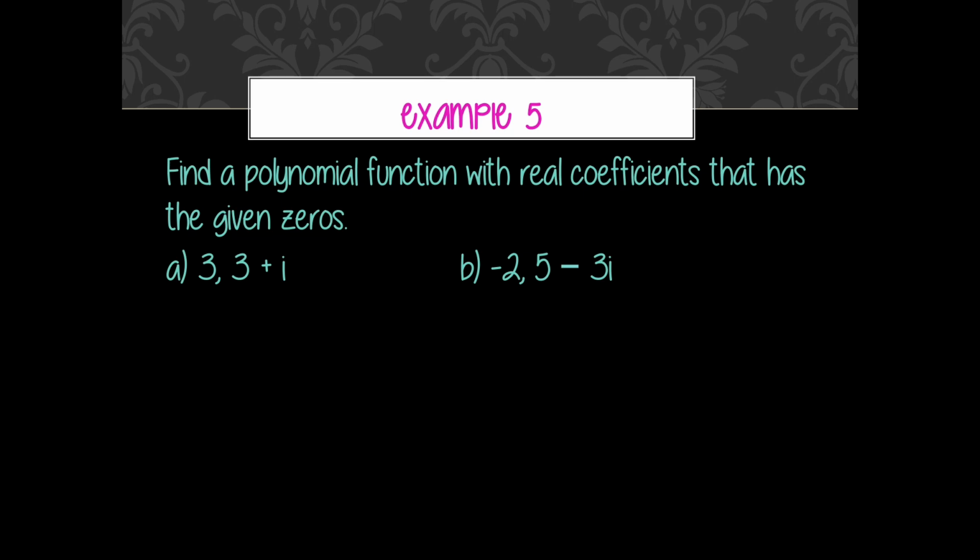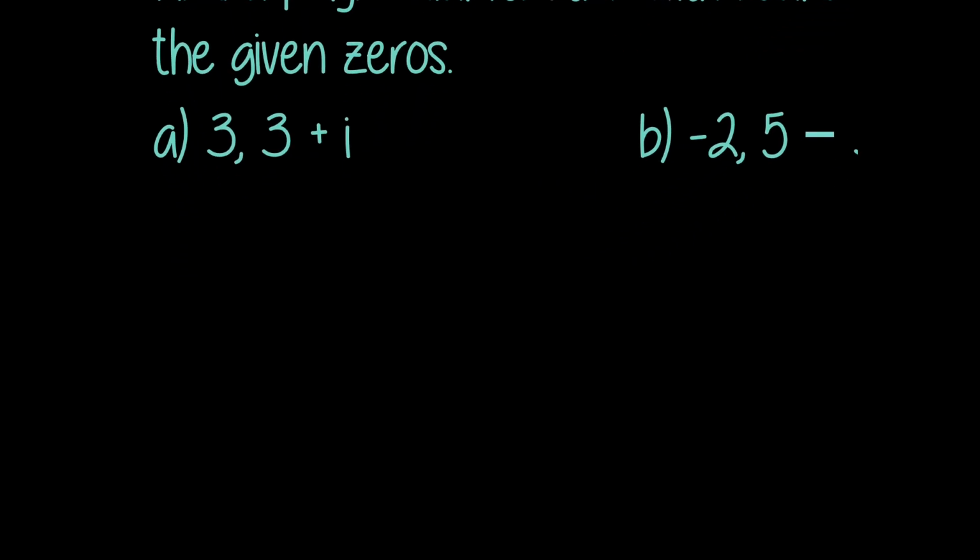So example 5 says, find a polynomial function with real coefficients that has the given zeros. So we're going back to when you were given the roots and you had to find the equation, except now we're involving imaginary numbers. So A says 3 is a root and 3 plus i is a root. You have to remember that if there's an imaginary root, its conjugate is also a root. So 3 minus i is also a root.